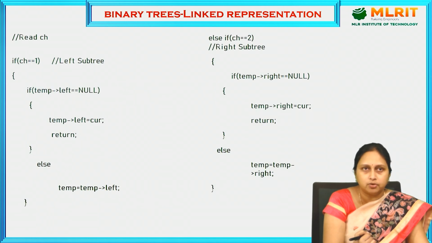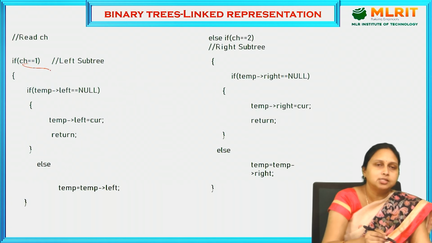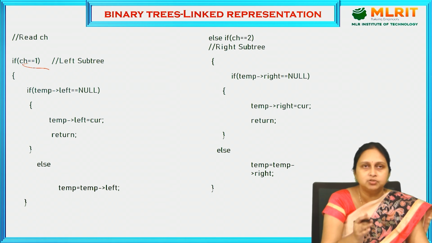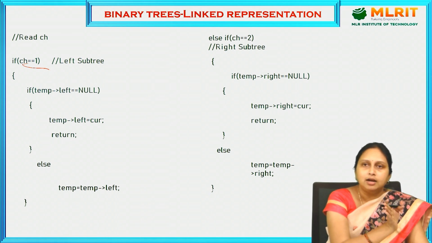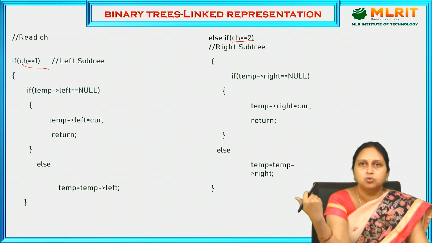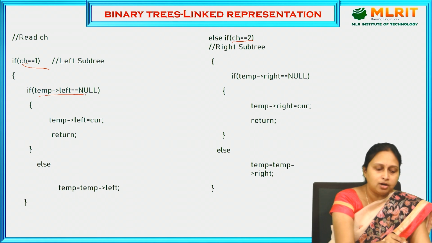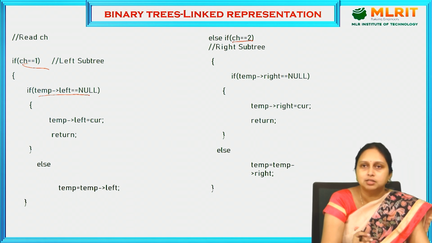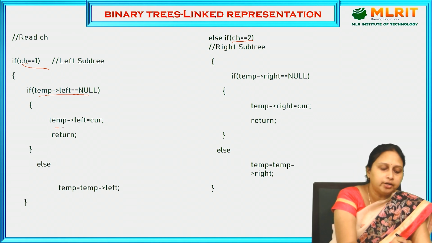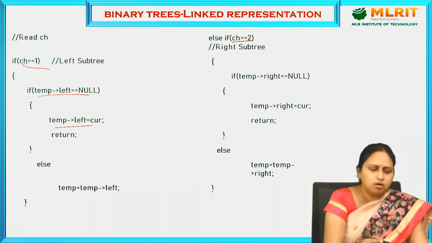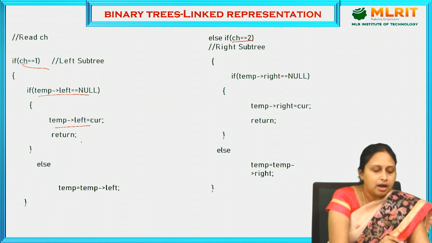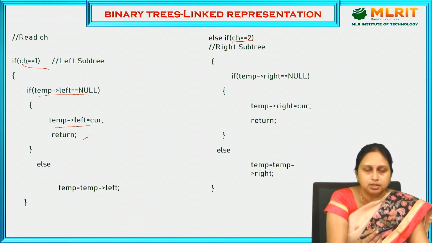What process are we going to do? We are going to take the choice as 1. If choice equal to 1, we are going to insert the node on the left of the root node. If choice equal to 2, we are going to insert the node on the right side of the root node. Temp arrow left equal to null. Yes, if you have not inserted any node on the left-hand side of the root node, now we are going to do temp arrow left equal to n or current. That is, whatever node name you are going to use, we specify that and return. That value should be returned back.